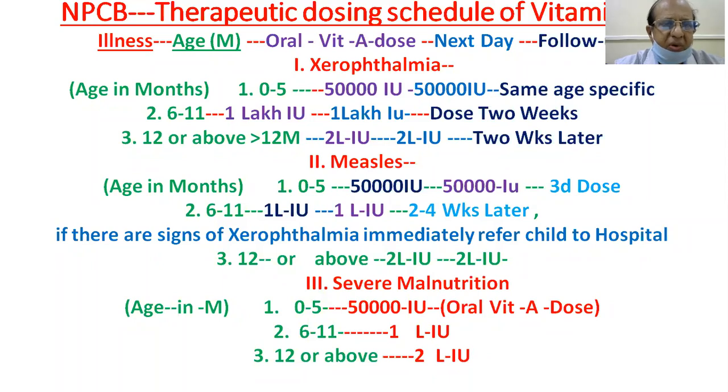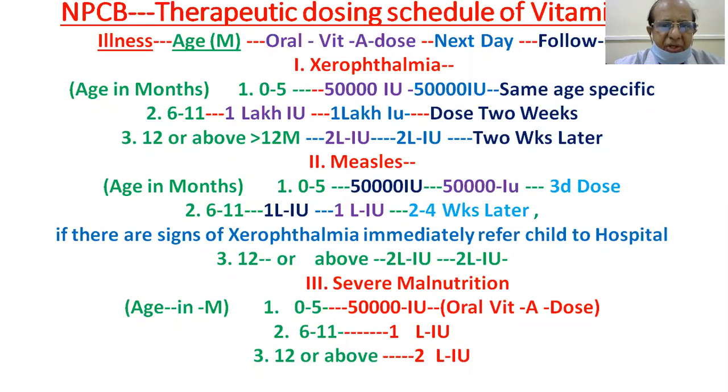Coming to 12 months or above, 2 lakh international units on the first day and 2 lakh on the second day. That means 4 lakh international units. Here follow-up is also there, the same age-specific dose 2 weeks later. Now coming to measles, that is the dose schedule.